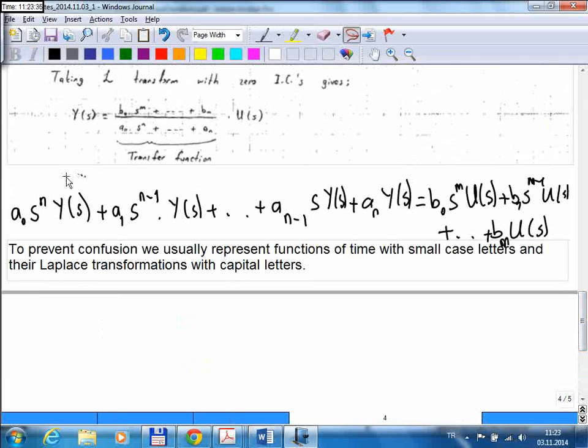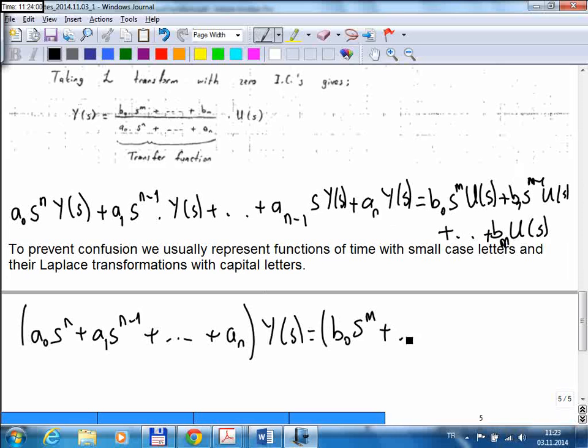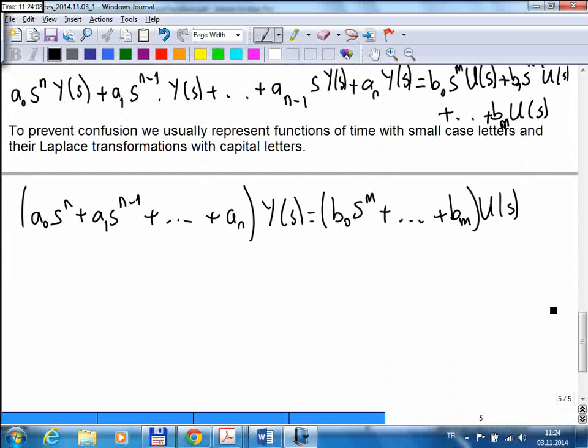So from here you can take the left hand side into Y of s parentheses, and that gives you a0 s to the power n plus a1 s to the power n minus 1 plus up to an, times Y of s, which becomes equal to, and we take the right hand side into U of s parentheses, b0 times s to the power m plus up to bm, times U of s. So from here we can solve for Y of s by dividing both sides by this part.